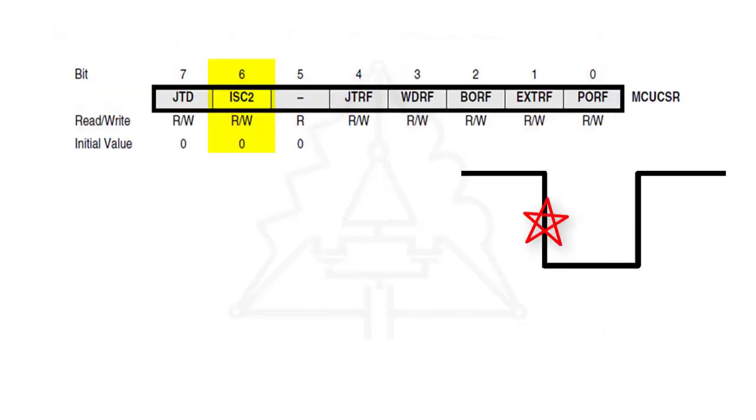In register MCUCSR, if ISC2 is written to 0, a falling edge on int 2 activates the interrupt. If ISC2 is written to 1, a rising edge on int 2 activates the interrupt.